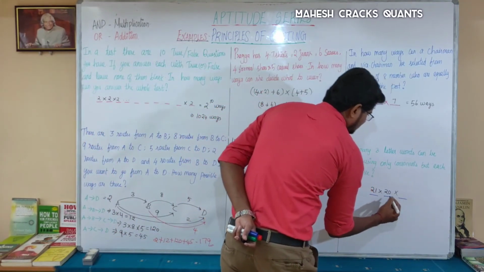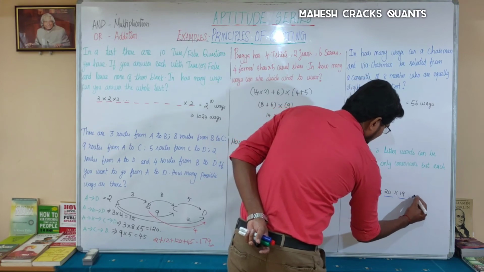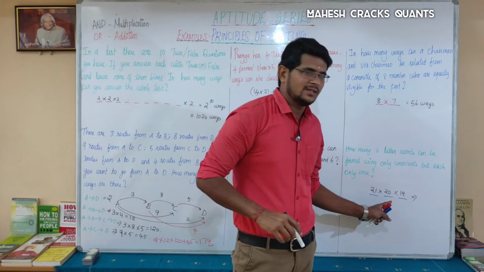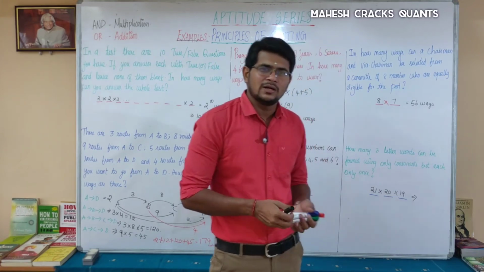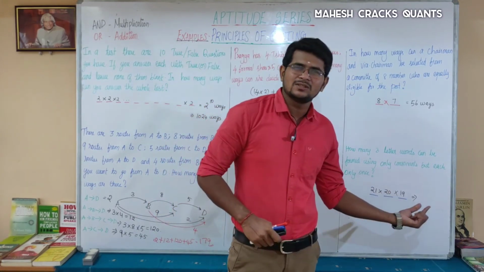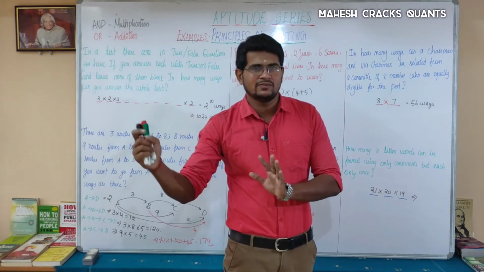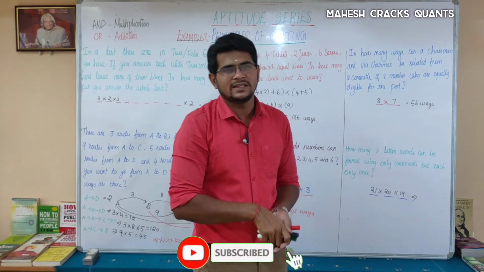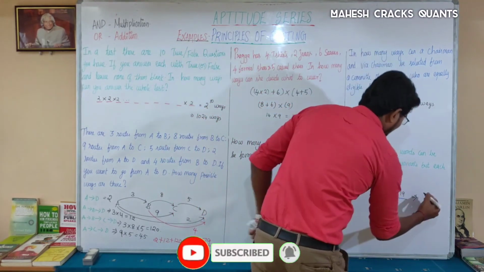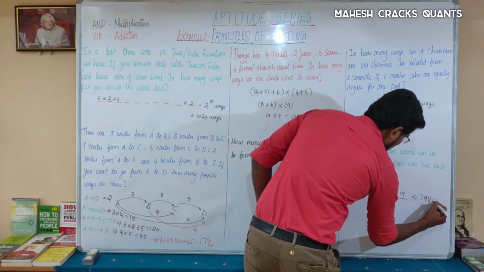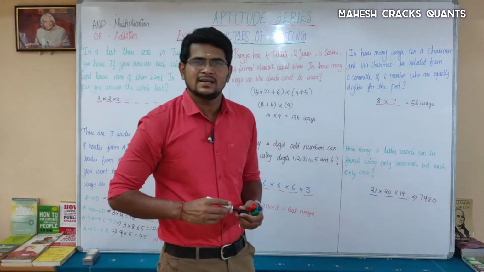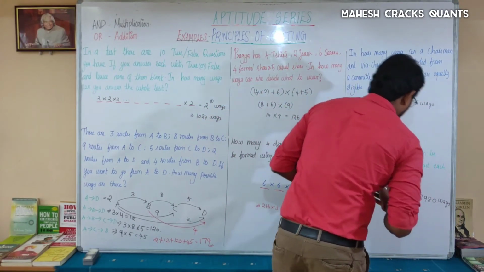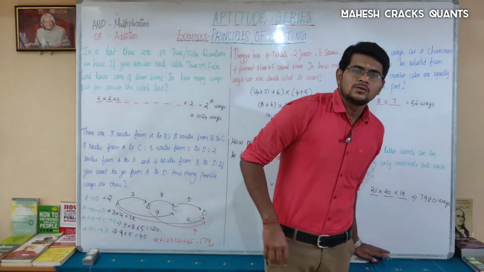So the third letter has 19 choices. So 21 into 20 is nothing but 420. 420 into 19 is what you have to calculate. 42 into 19, what is the value? 42 into 20 is 840. Remove 42 from 840: 798. So 7980. 420 into 19 is 7980 ways. So that's all the examples.